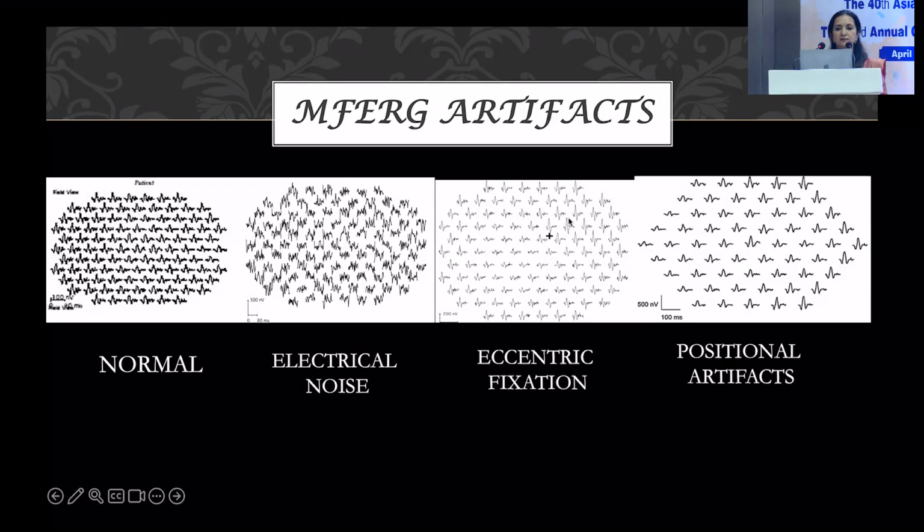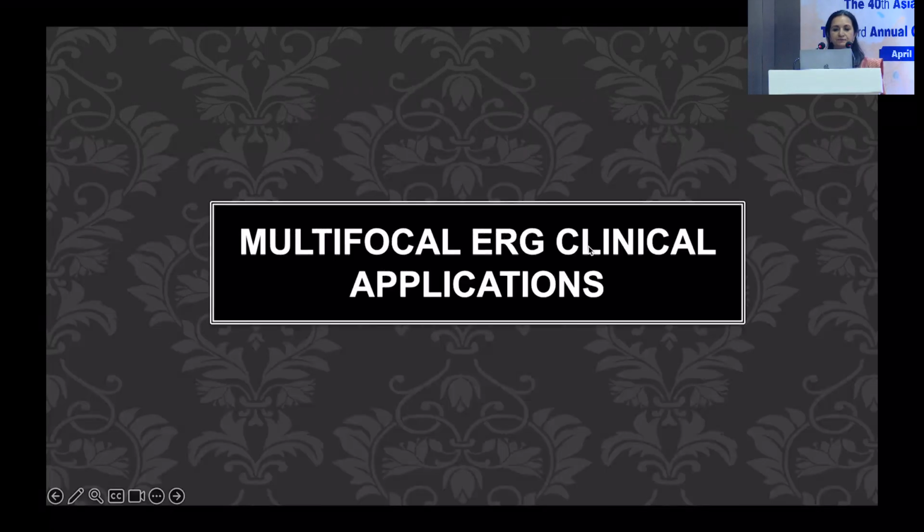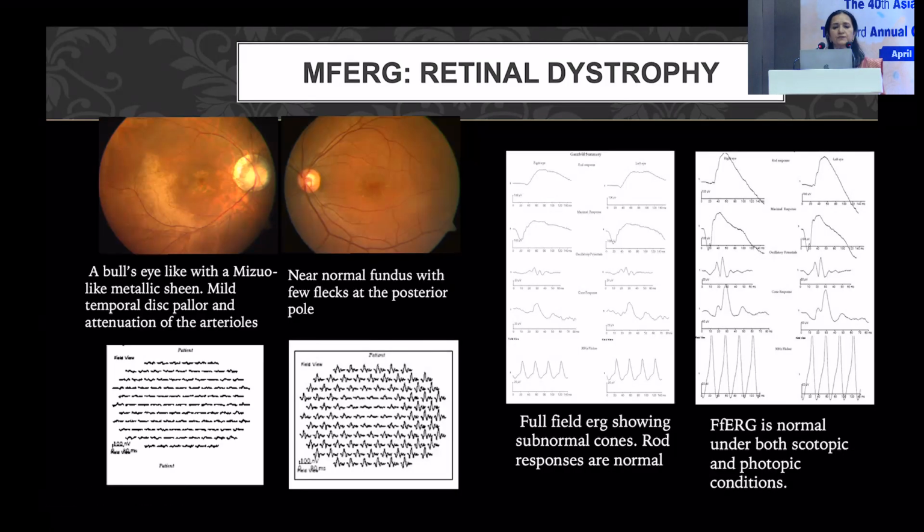Here you can see that waveforms in the superior area are much better than here, but this is nothing but eccentric fixation. Just taking you to a few examples to look at. Both retinas look almost similar, and in fact the ERG also looks similar, because in the early stages of cone rod dystrophy in a young patient, the cones may not be so subnormal, but you see that MFERG is already non-recordable.